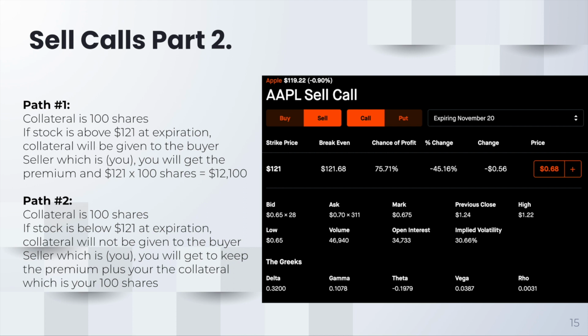Path number 2. Collateral is 100 shares. If the strike price is below $121 at expiration, collateral will not be given to the buyer and the seller, which is you again. You will get to keep the premium plus your collateral, which is your 100 shares.